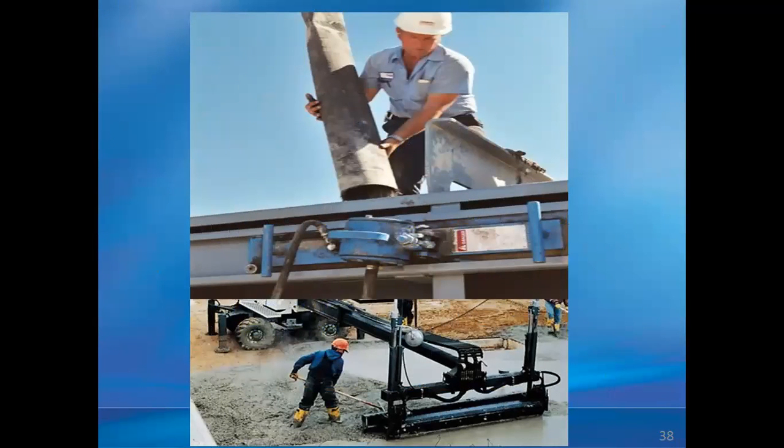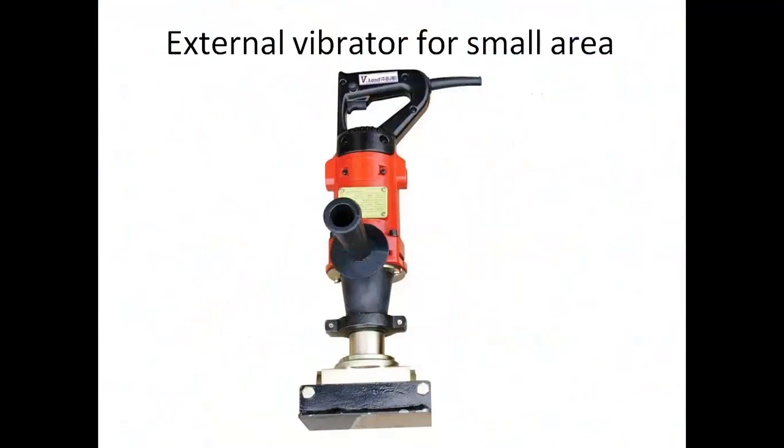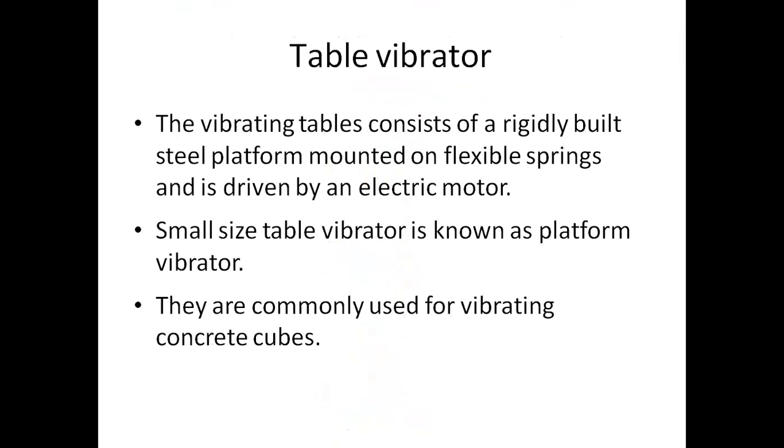Here you can observe this is the external vibrator. These arrangements cannot be seen in our country, so they are not used in our countryside. Heavy construction areas can use these types of foam vibrators. They are fixed to the formwork itself throughout the construction plot. When the concrete is poured, these plates are vibrated. External vibrator for small areas.